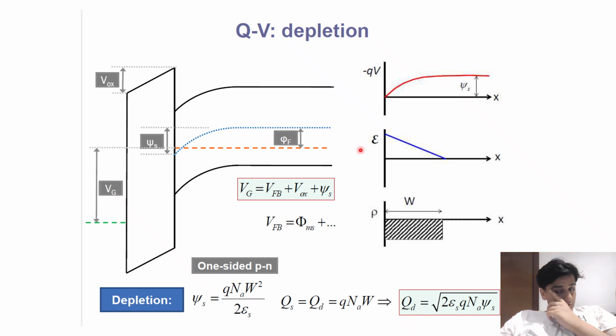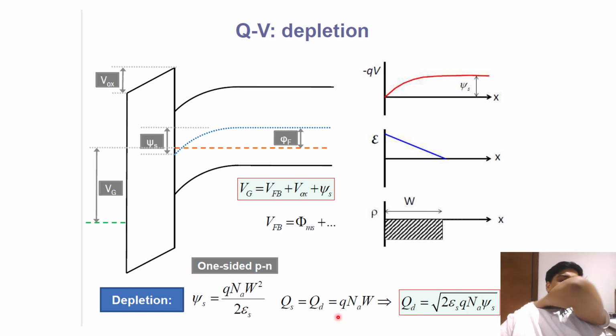We again assume that all the action happens across the depletion region and not much of the band bending happens beyond that. Cool. Now we also know one thing, which is that Q across the semiconductor is essentially equal to the depleted charge, because that's where the charge comes from. And one thing I want to note here is that the Q that we are using here is actually charge per unit area. So even though the symbol uses Q, we are talking about per unit area.